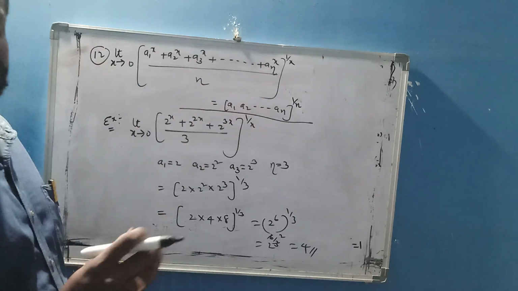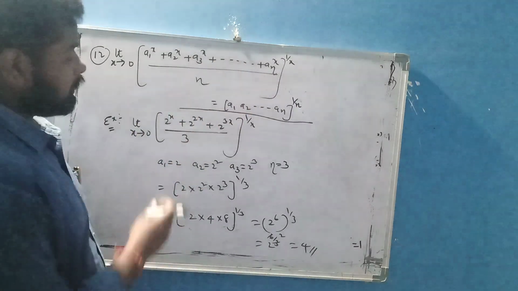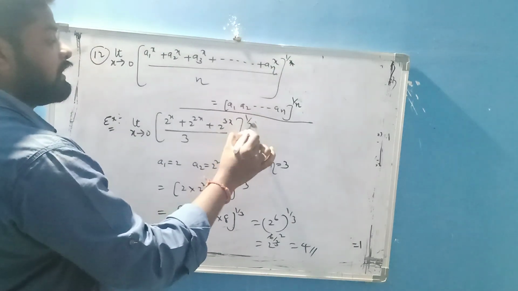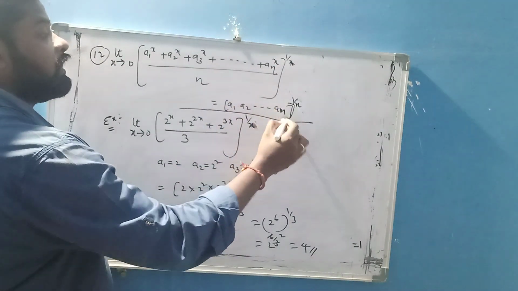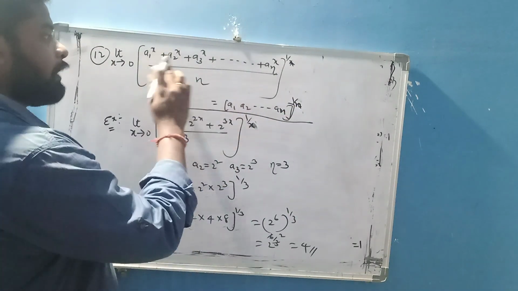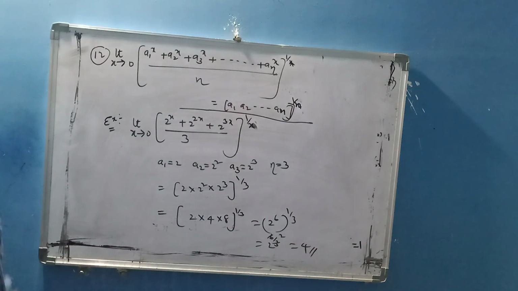Well, when this form is given, exponential functions like 2 power x, 2 power 2x, a power x form, that is addition of a power x forms, compulsorily take this formula: (A1, A2, so on An) whole power 1 by n. Here n is equal to the number of values. This is the 12th one.